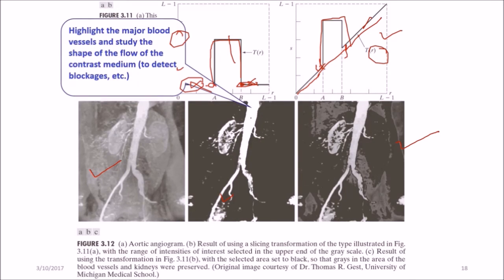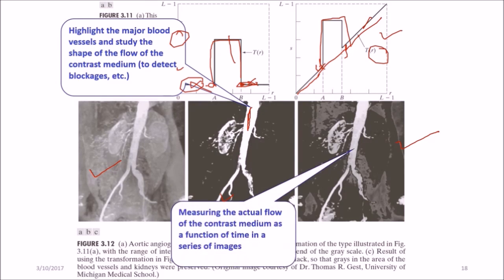So this area highlights the major blood vessels and studies the shape of the flow of contrast medium to detect, say, blockages, etc. While in this case, it measures the actual flow of the contrast medium as a function of time in a series of images.